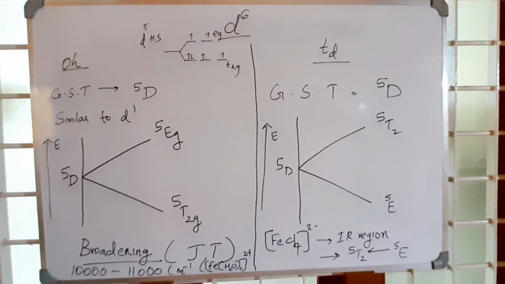Consider the absorption band in [Fe(H2O)6]2+. It is usually found between 10,000 and 11,000 cm^-1, and there will be broadening of the peak due to Jahn-Teller distortion.